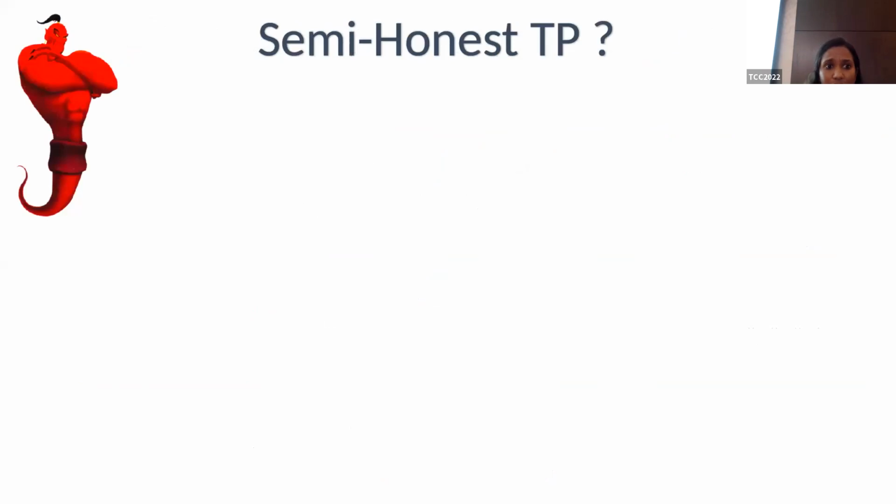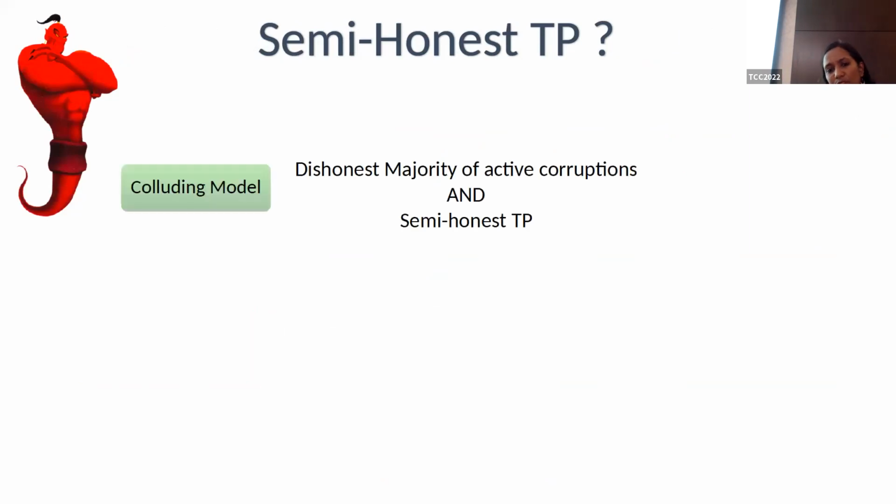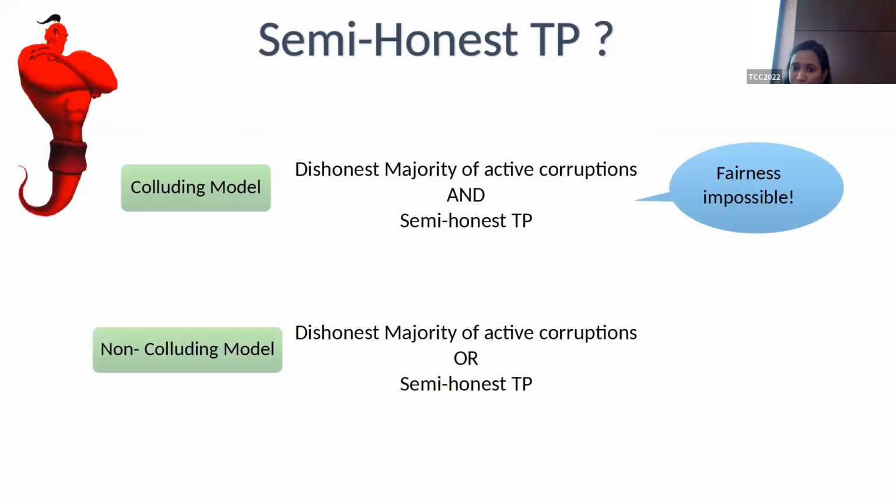In the last construction, we are just sending the inputs in clear to the Genie, and this is maybe something that people are not comfortable with, and you want to try to assume that the TP is at least semi-honest, not completely honest. So we looked at these other models, in which the adversary could corrupt a majority of the parties actively, and also corrupt the TP in a semi-honest manner. We refer to this as the colluding model. But here we showed that you cannot circumvent Cleve's impossibility and that fairness continues to remain impossible.